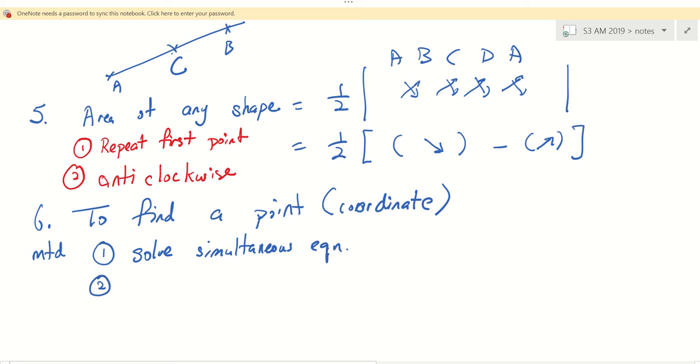Method number 2. Method number 2 is if the point lies on the x or y axis, it becomes very easy. If it's lying on the x axis, you let y be 0. If it's lying on the y axis, you let x be 0.